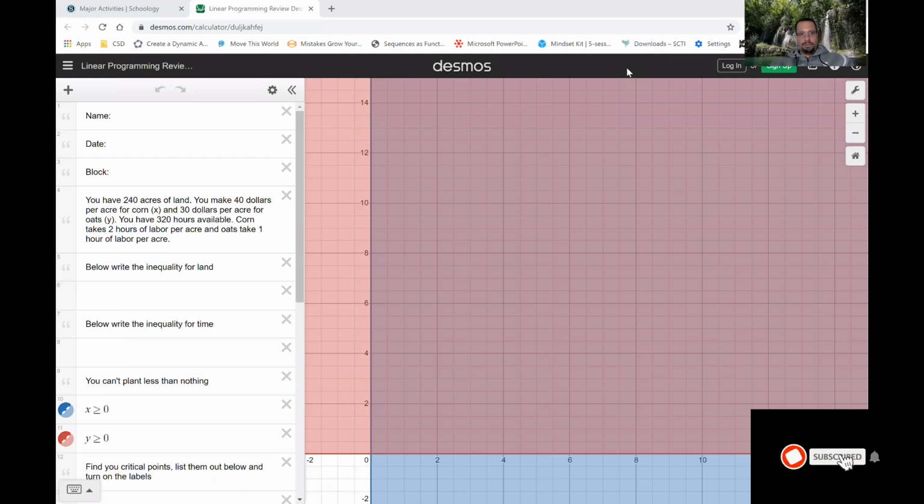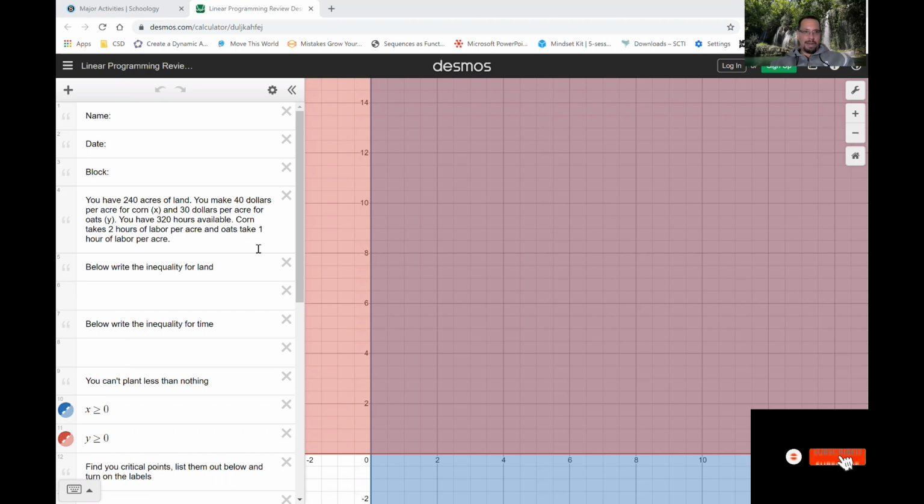In this video, I want to show you how to solve a linear programming style question using Desmos. So here's our problem. You have 240 acres of land. You make $40 per acre for corn, which will be used as X, and $30 per acre for oats, this will be Y. You have 320 hours available. Corn takes 2 hours of labor per acre, and oats takes 1 hour of labor per acre.